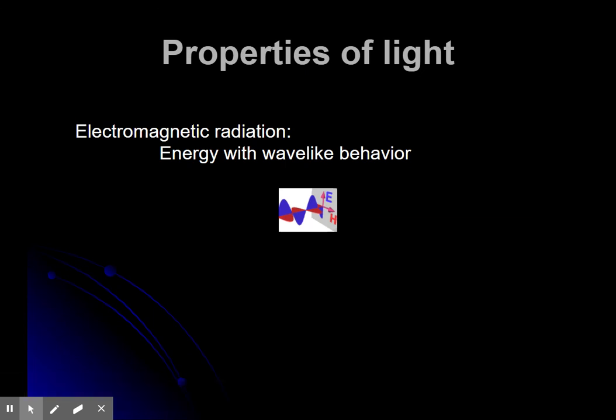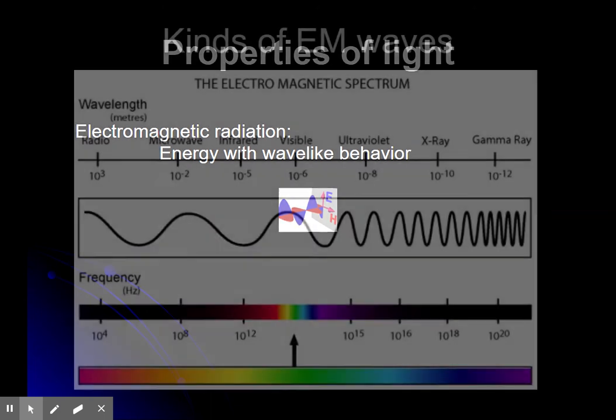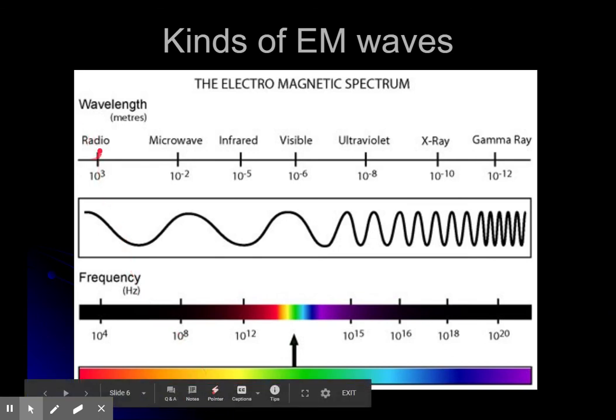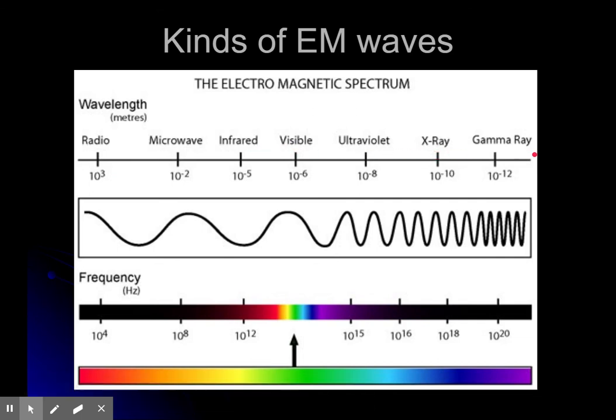Now, electromagnetic radiation is energy with wave-like behavior. It sounds way more serious when we call it electromagnetic radiation, but it's energy that travels through space as a wave, and it has electric waves at 90-degree angles to magnetic waves. There are lots of different types of electromagnetic radiation: radio waves, microwaves, infrared, visible, ultraviolet, X-rays, and gamma rays. I really like this particular graphic because it shows the wavelength, so you get a nice visual on your wavelength for these different types of waves.